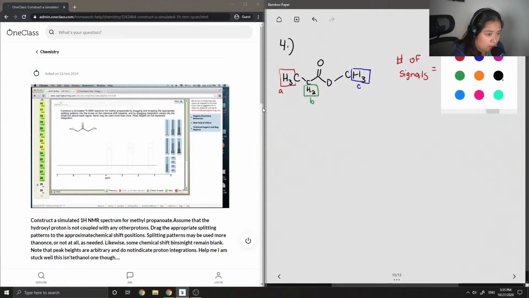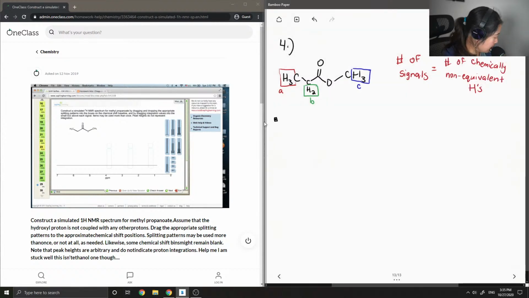And now we're going to first talk about like splitting patterns. So when you have splitting, we're going to do the n+1 rule, where n is like your number of neighbors. So this all makes sense once I start actually writing it down. In terms of shifting, depending on where they are, like what their environment is, they'll all have a different shift.